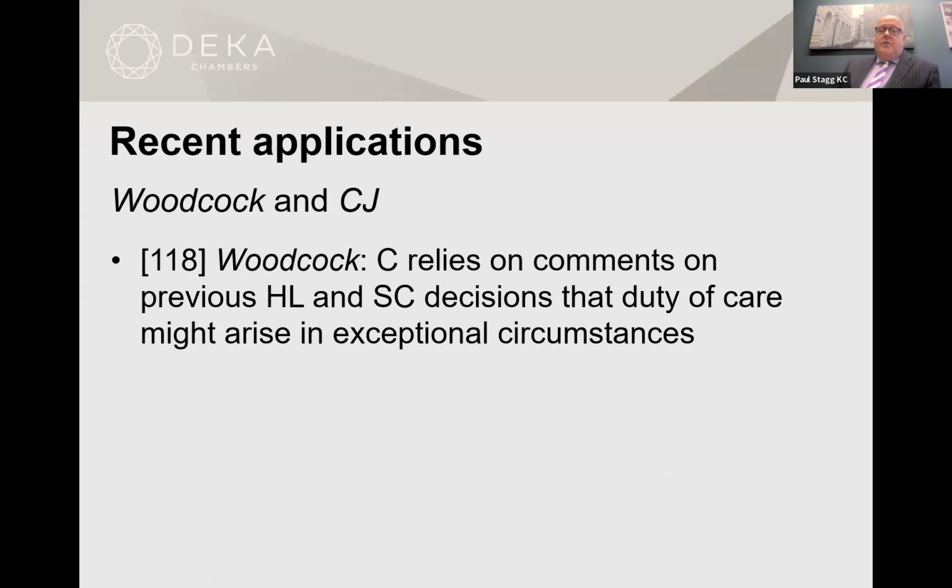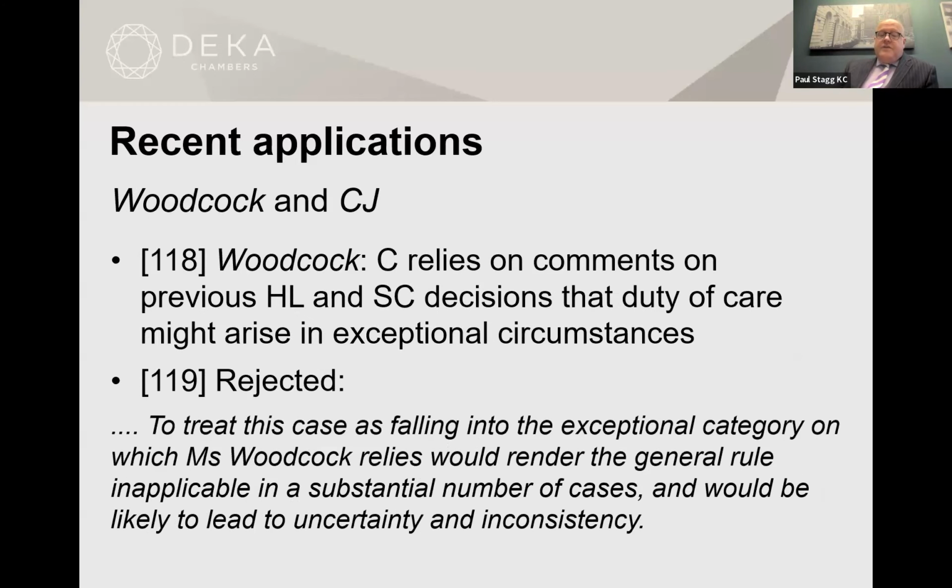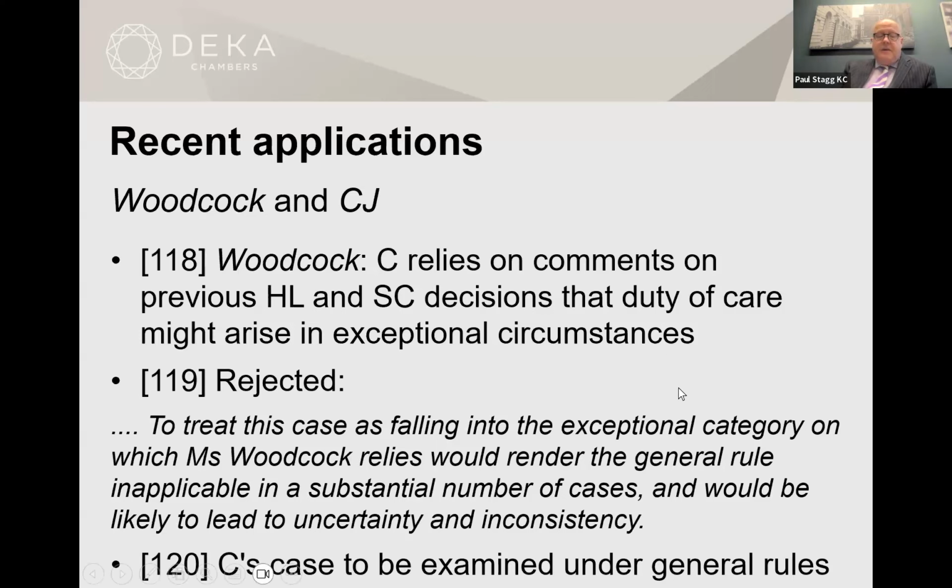In Woodcock, the claimant focused on comments in previous House of Lords and Supreme Court decisions that a duty of care might arise in exceptional circumstances. The Court of Appeal rejected that suggestion. To treat this case as falling into the exceptional category in which Ms. Woodcock relies would render the general rule inapplicable in a substantial number of cases and would be likely to lead to uncertainty and inconsistency. That's important because you can find a number of statements in the older cases to the effect that there could be exceptional cases where the usual rules don't apply. This decision, if it's correct, squashes that notion. The claimant's case had to be examined under the general rules.